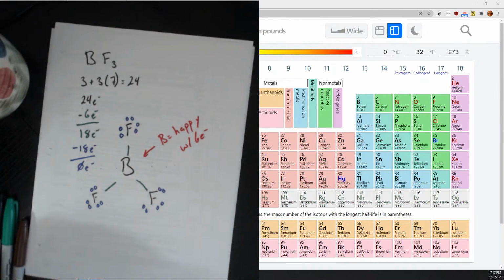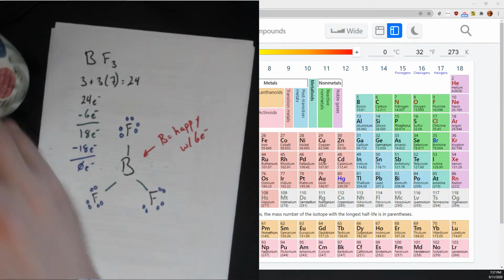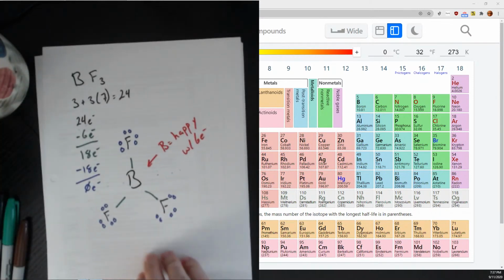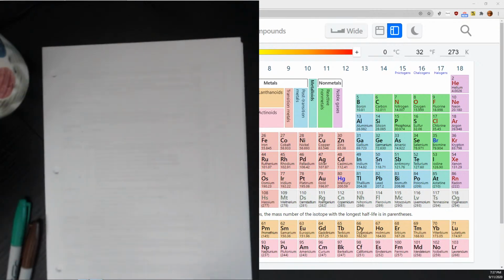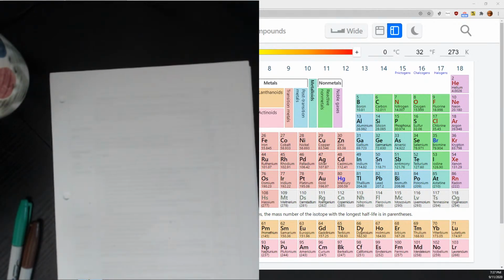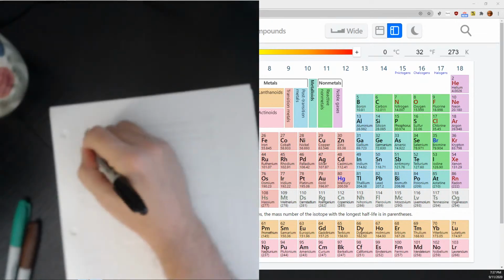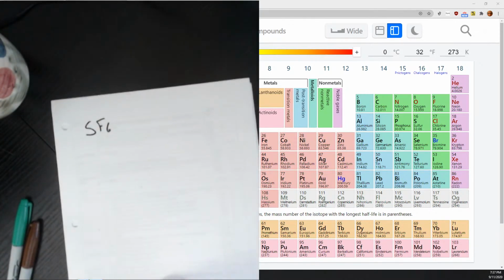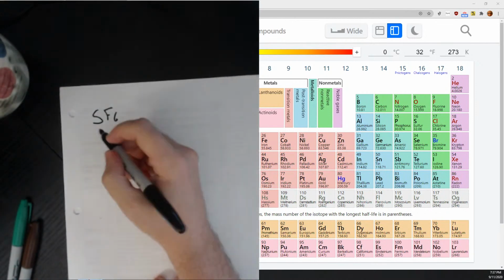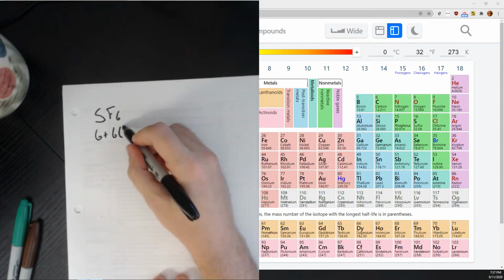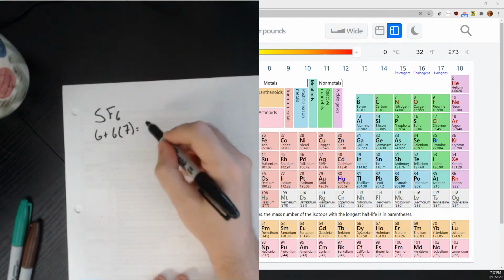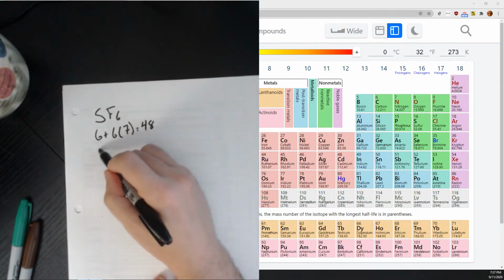Okay. So let's go ahead and look at the other exception, the third and final exception, which is a much broader exception because it is a class of exceptions. Okay. Let's look at sulfur hexafluoride. Sulfur hexafluoride is one of my favorite examples for reasons we'll get to in a minute. First up, sulfur gives us 6 valence electrons. Then we have 6 fluorines, each of which gives us 7, for a total of 48.